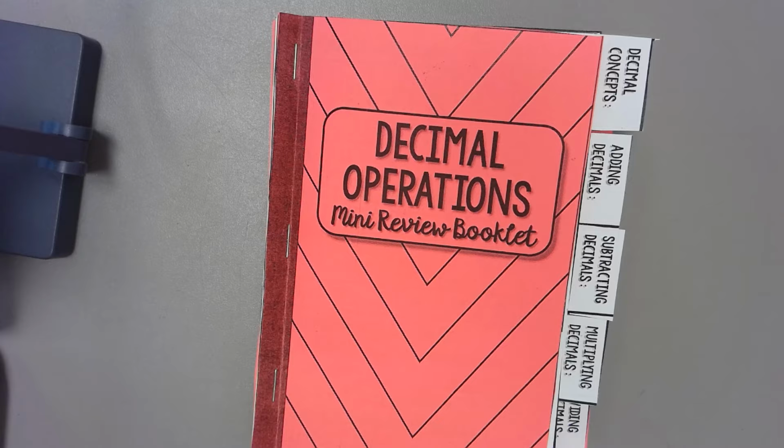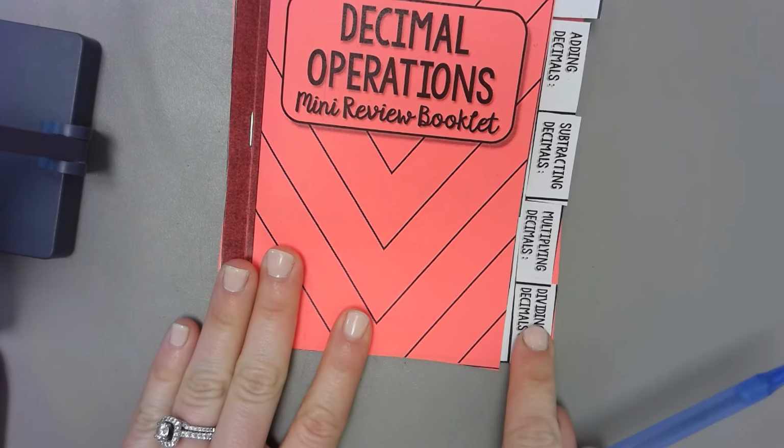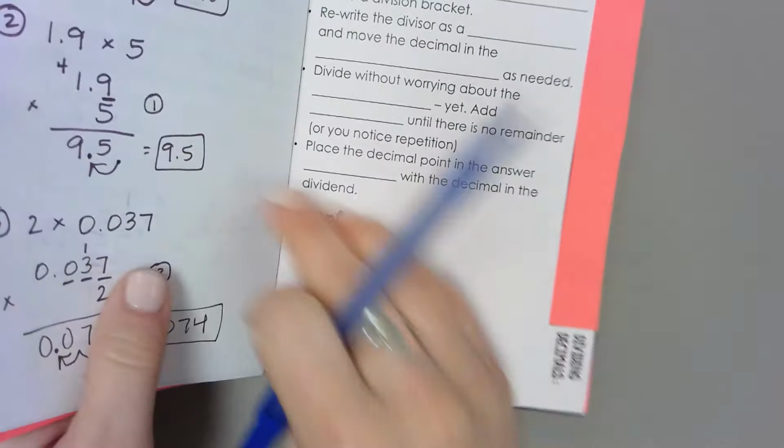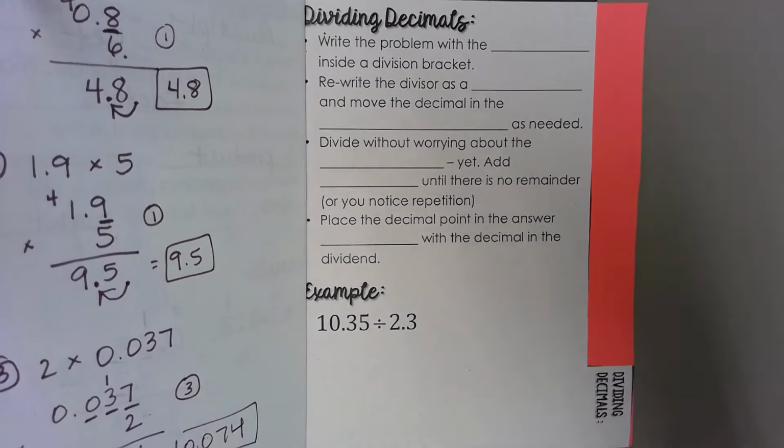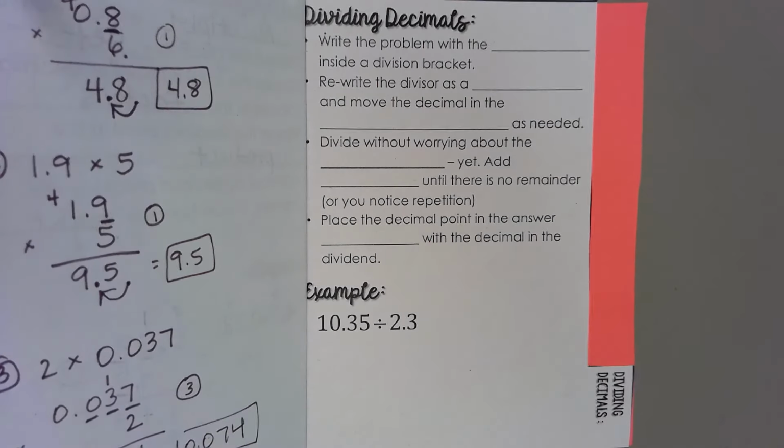All right, math students, open up to the last page in your decimal operations booklet. It should be the bottom tab labeled dividing decimals. And the reason why I kind of held off on this page is because it mainly talks about dividing decimals by a decimal, which is our lesson today. So I wanted to fill this out as a refresher of how to divide decimals, but then also to keep it fresh in our mind with dividing decimals by a decimal.